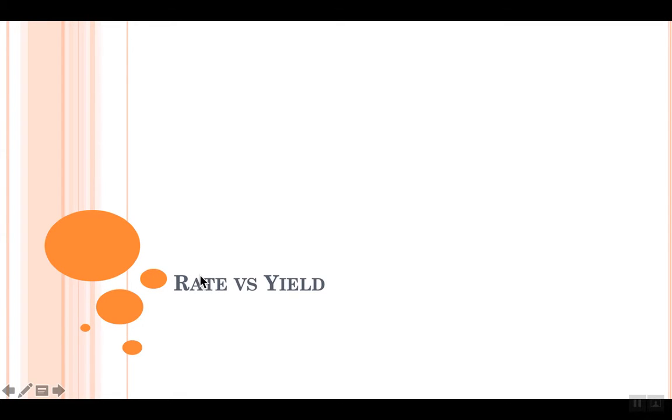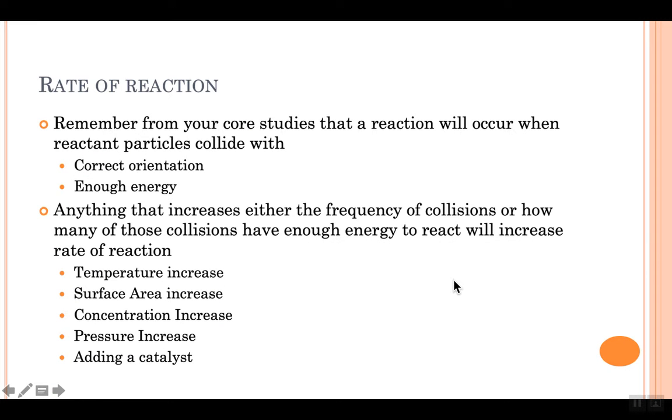Video 4, we're looking at rate versus yield, because you may already have realised that some of the things we just said would increase the yield, how much product we've got, would actually slow down the rate of reaction. And we've said for an industrial chemistry process we want both. So let's review rate of reaction.